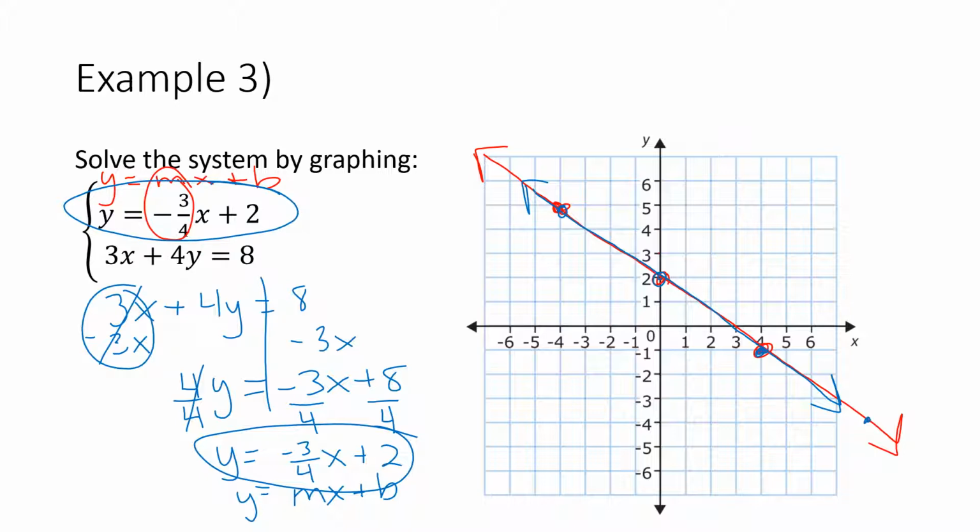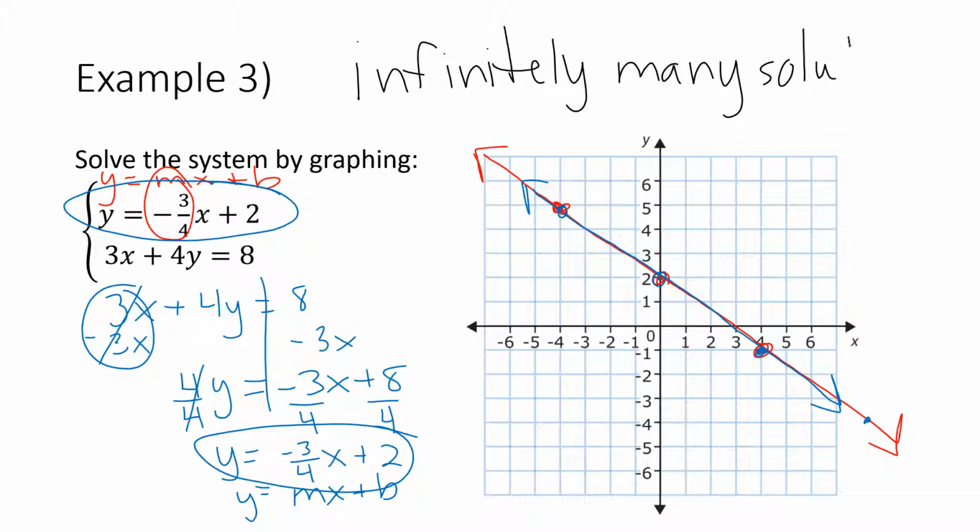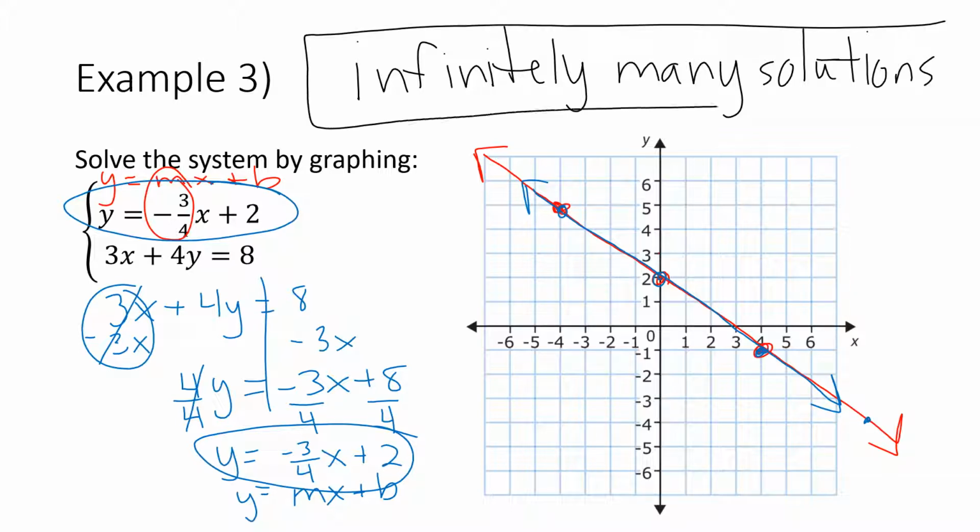So these lines share every point, not just a single point on the line. So here we say there are infinitely many solutions. Any point that is a solution to the first equation will also be a solution to the second equation because they're the exact same.